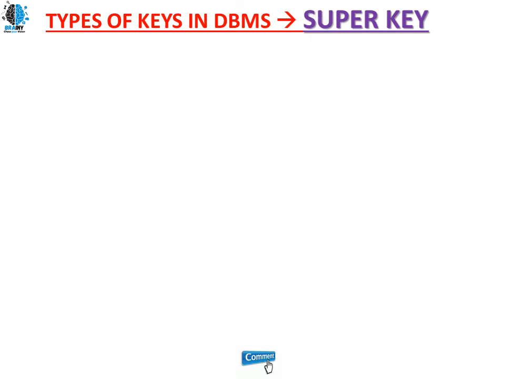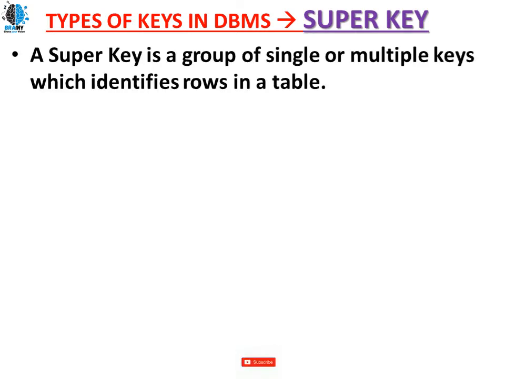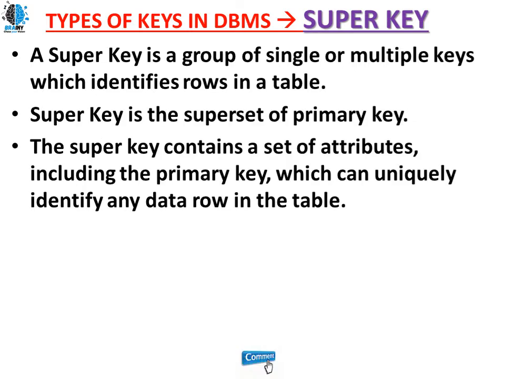Next we have super key. What is a super key? By the name itself, a super key is a group of single or multiple keys which identifies rows in a table. What does it mean? A super key is a superset of primary key. Superset of primary key means every super key must have the primary key. Along with the primary key, some other keys will be there in the super key.